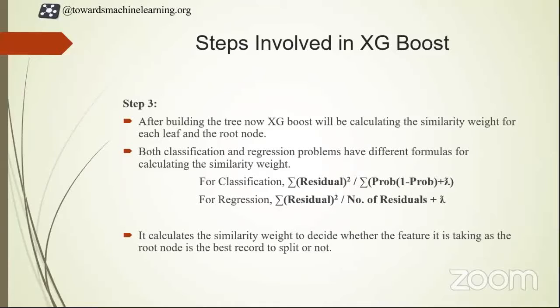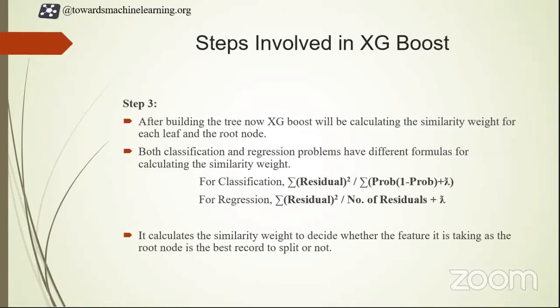How it calculates this: for classification and regression problems, you have different formulas for calculating the similarity weight. For classification, you have the summation of residual squared upon the summation of probability times 1 minus probability, plus lambda. For regression, you have the summation of residuals squared upon the number of residuals plus lambda. This lambda can be set with the help of hyperparameter tuning again. So it calculates the similarity weight.